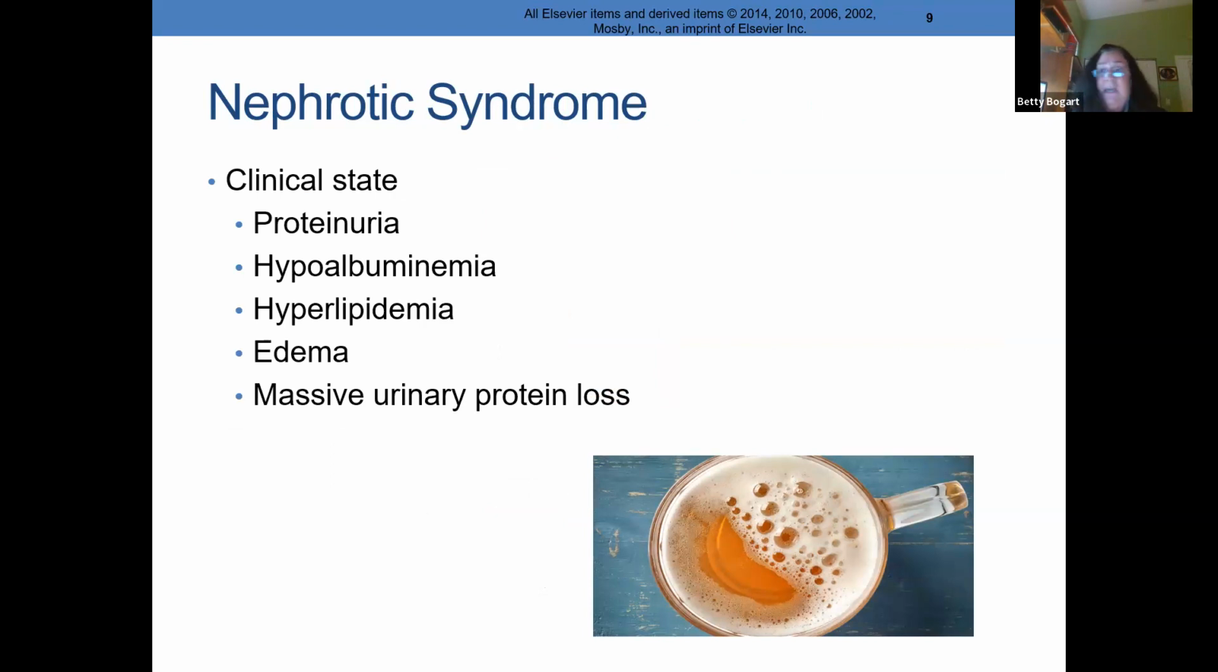Now, let me tell you something. It has nothing to do with renal failure. Again, this is not renal failure. This is the kidney's inability to hold on to protein. It says, protein, I don't like you, and it just spits it out. So what do you see when you don't see any protein in your body? Well, you're going to see it in the urine because it keeps getting rid of it.